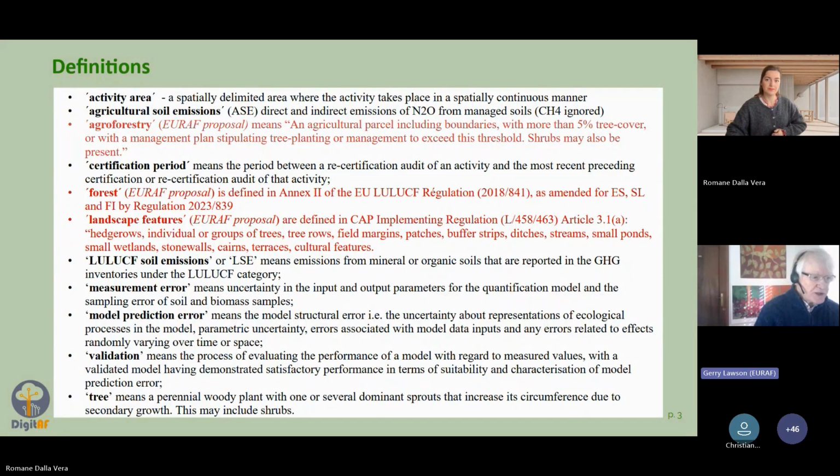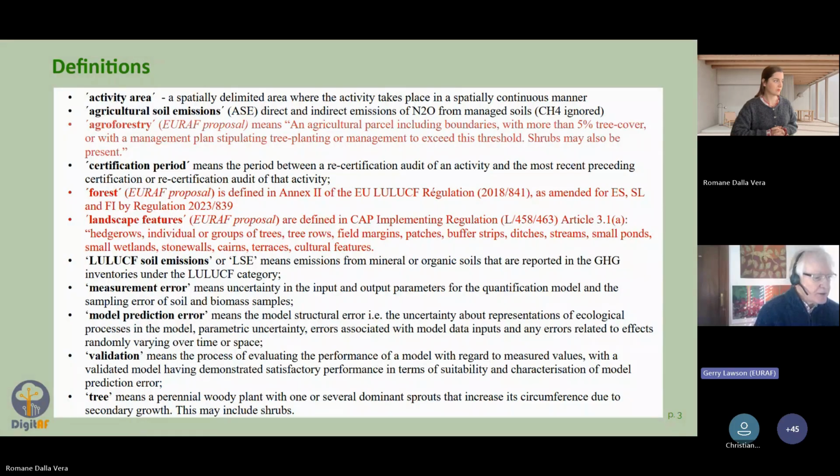Secondly, we need a definition of forest. You'll see a definition proposed again by EURAF, where we're seeking to ensure that the definition used is the national definition of forest and not the global FAO definition, which is used, for example, in the EU deforestation regulation. So it's very confusing that there are two official definitions of forests. Since we have to be tied into carbon emissions calculations, it should obviously be the definition used in the EU LULUCF regulation. And thirdly, we're just giving a definition of what landscape features mean.